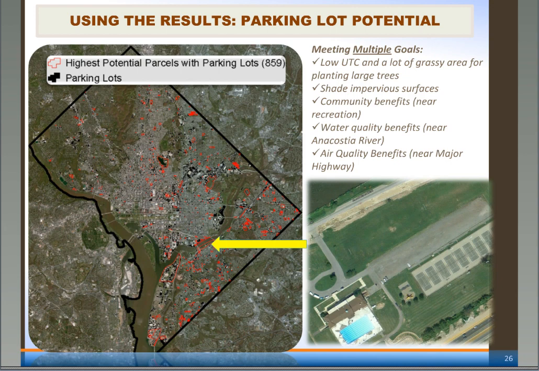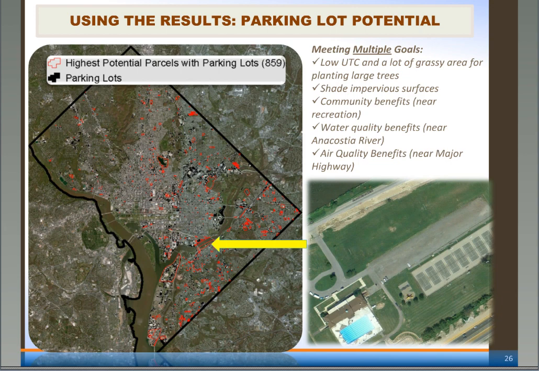This example here is really talking about the potential of planting in and around parking lots. So what we've done is merge the parcels data with parking lots, and now we can hone in on, in this case, about 860 locations throughout the city where this is what we have. We have a lot of planting space. We have a lot of impervious surface cover.